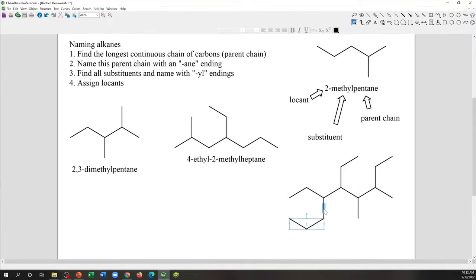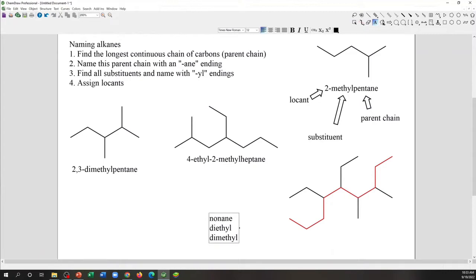This is probably not worth the time it's going to take me. I have a mouse. I definitely couldn't do this with a trackpad. All right, and we'll color this all red. So now my parent chain is colored in red. This is some type of nonane. Coming off of the nonane, I have 2 methyl groups and 2 ethyl groups. So I have nonane as my parent chain, and then I have a diethyl and a dimethyl.